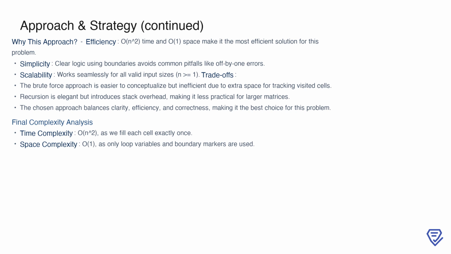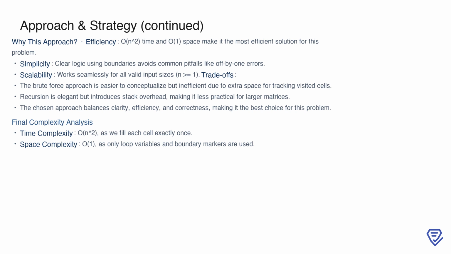The chosen approach stands out for several reasons. In terms of efficiency, it achieves the optimal time complexity of O(n²), as every cell is filled exactly once, and it does so with O(1) space by only using loop variables and boundary markers. Its simplicity lies in the clear logic of using boundaries, which avoids common pitfalls such as off-by-one errors that can occur when managing direction changes manually. Furthermore, the approach scales well across all valid input sizes, starting from n=1.